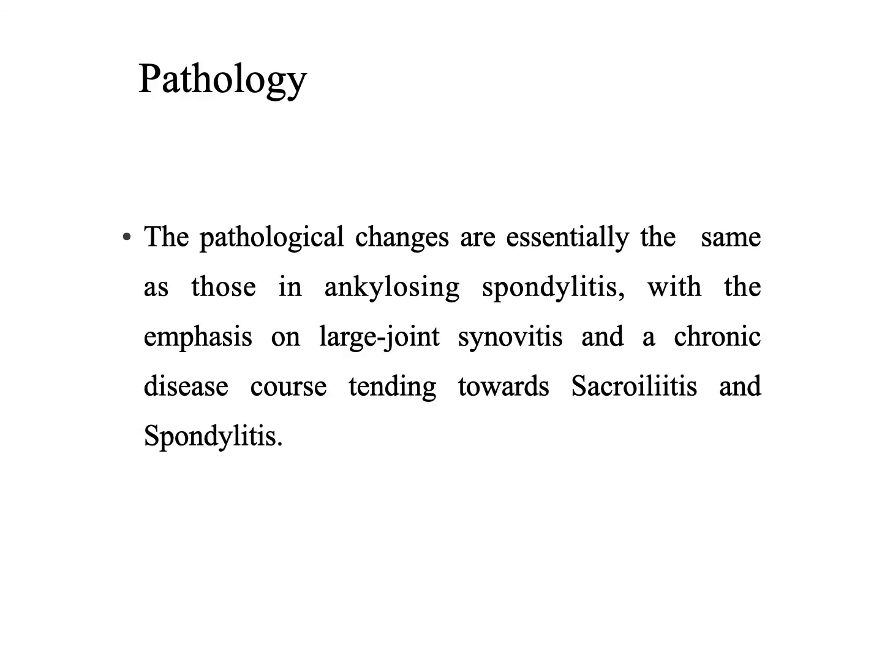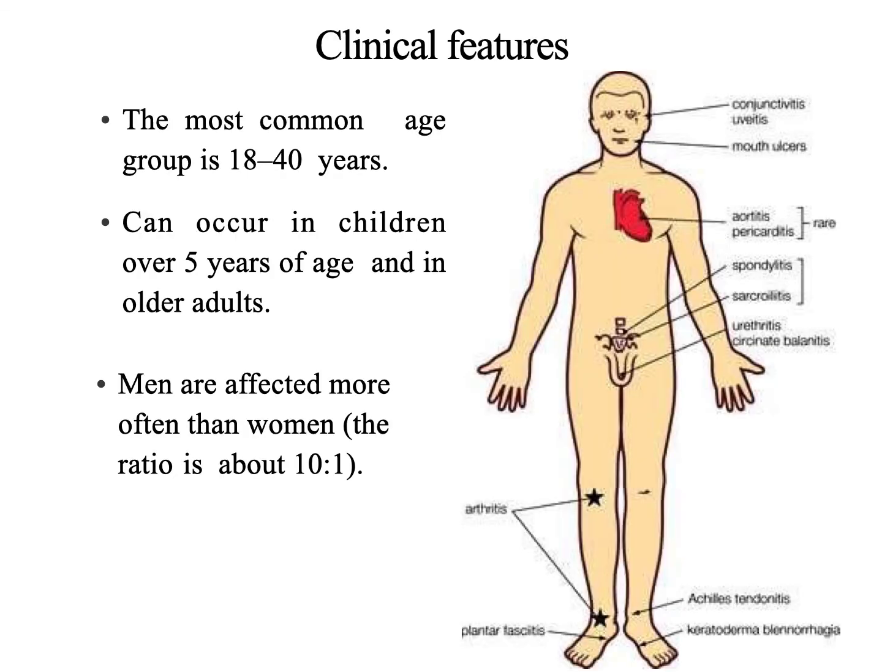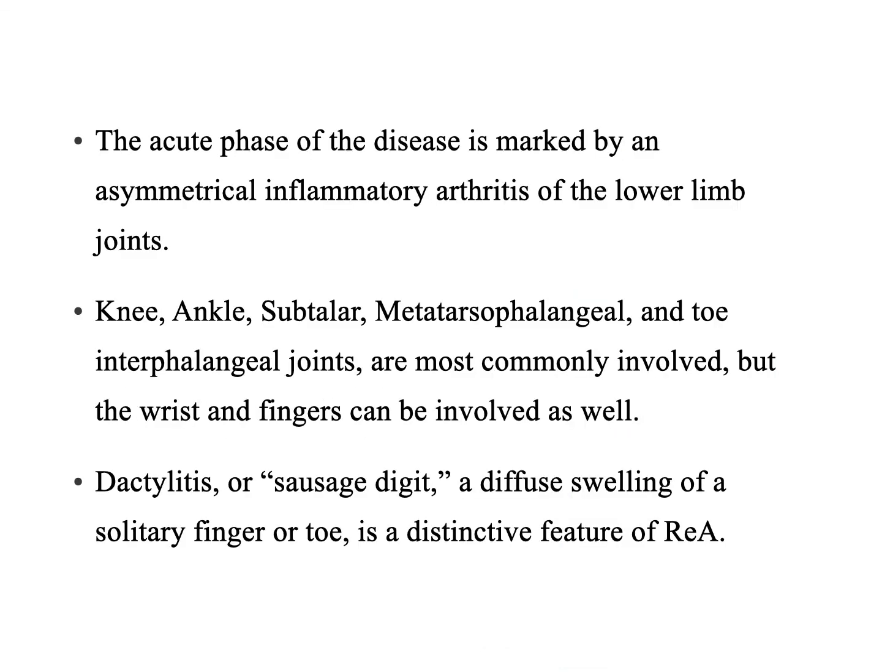Pathology. The pathological changes are essentially the same as those in ankylosing spondylitis, with emphasis on large joint synovitis and chronic disease course tending towards sacroiliitis and spondylitis. Clinical features include: the most common age group is 18 to 40 years, can occur in children over 5 years of age and in adults. Men are more commonly affected. The ratio is about 10:1.